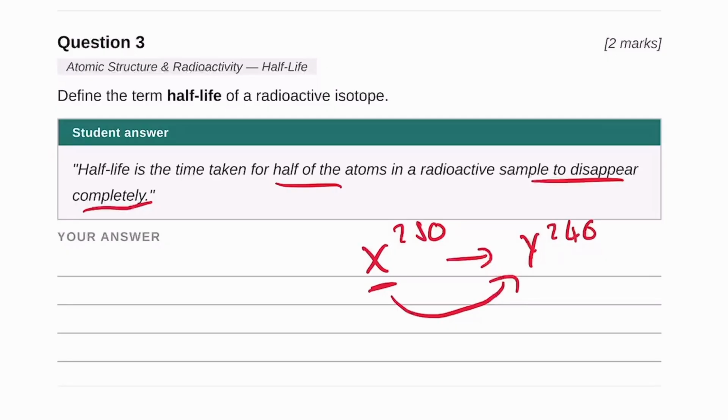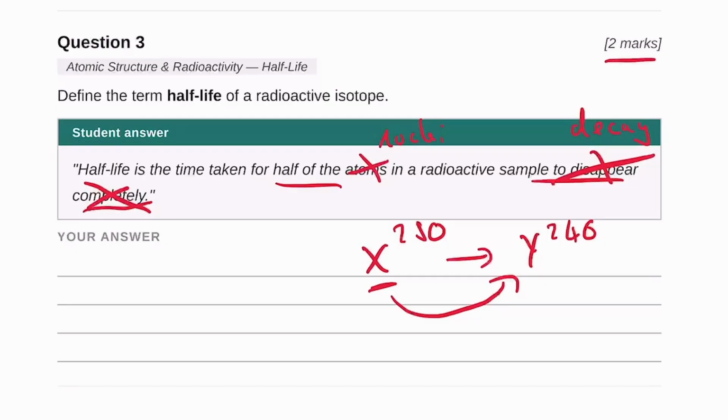Okay? So that's the key mistake the student made here, that they've said half of the atoms are going to completely disappear. That doesn't actually happen. It's half of the nuclei, actually, not even the atoms, okay? So this should be nuclei to be even more accurate. And they don't disappear completely, they decay, okay? So we can cross that out as well. And the idea is they should decay. Apart from that, the answer is fine and would definitely be worth the 2 marks, okay?